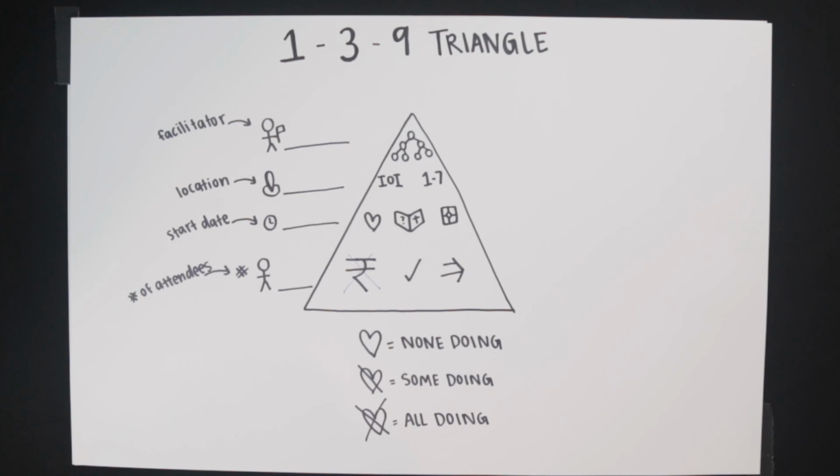So take a moment now, get out a piece of paper, draw out a 139 triangle, and assess which of these skills your leaders are currently doing and which ones they need to grow in.